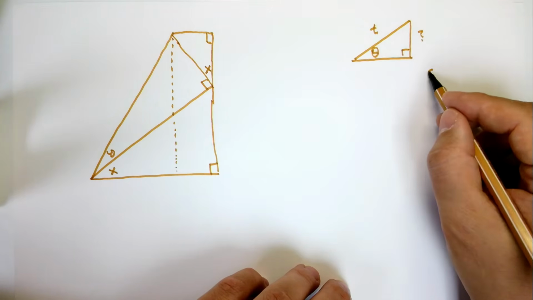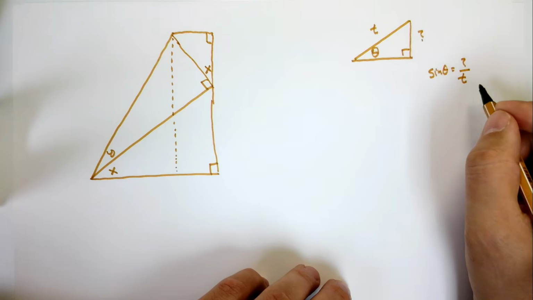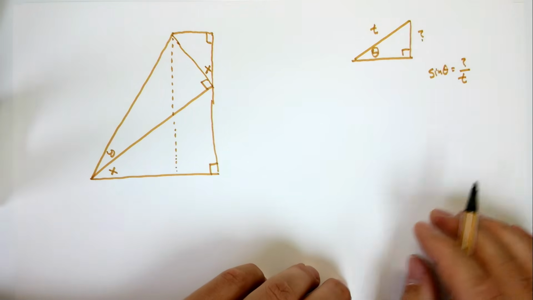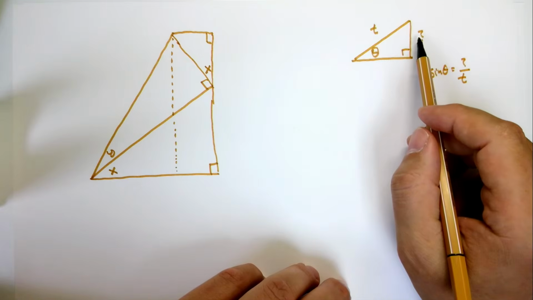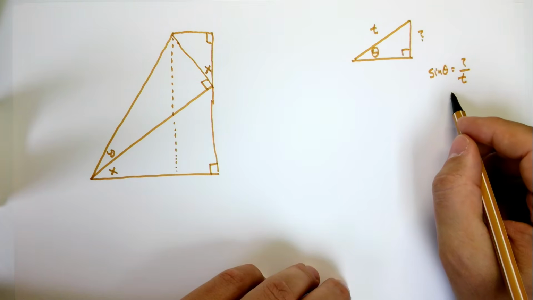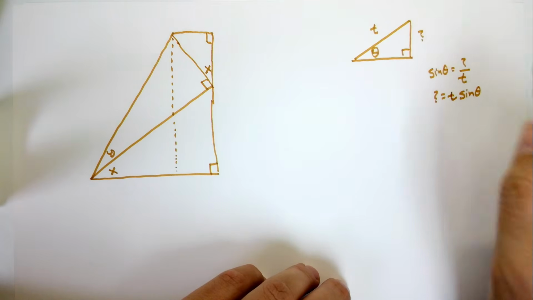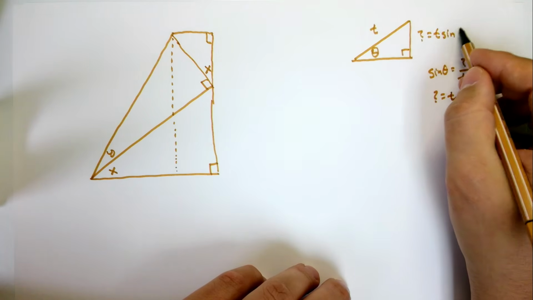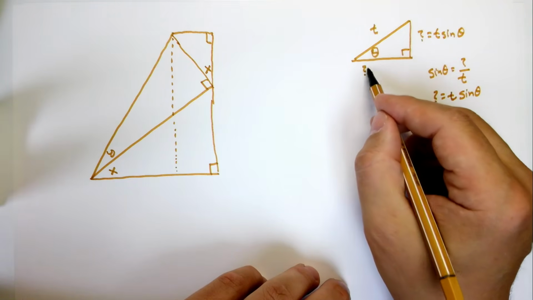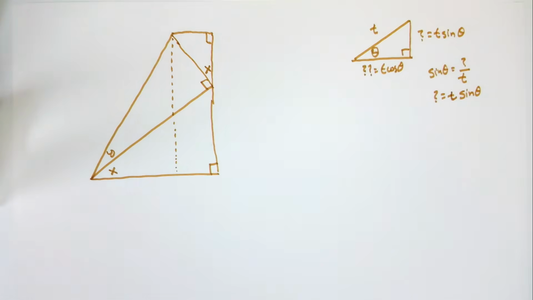And the answer is the sine. So sine of theta is the opposite over the hypotenuse, so we can get that the question mark is T sine theta. So that's T sine theta. Similarly, if we come down to this one, same process, T cosine theta. All right, now we have everything that we need to figure this out.